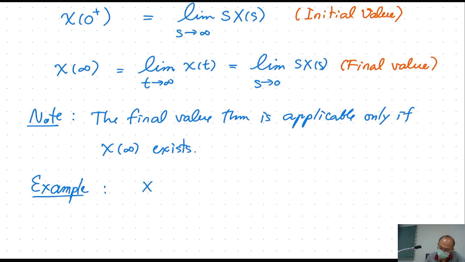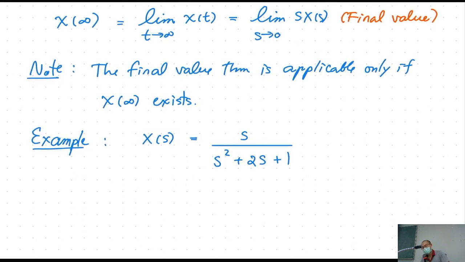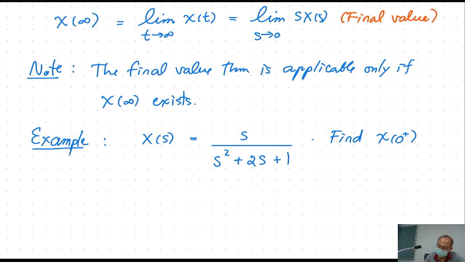So let's consider this signal X(s), which is s over s squared plus 2s plus 1. Now we are given this signal in the s domain, which is X(s) equal to s over s squared plus 2s plus 1. Now the question is, we want to find the final value as well as the initial value. We want to find these two numbers.